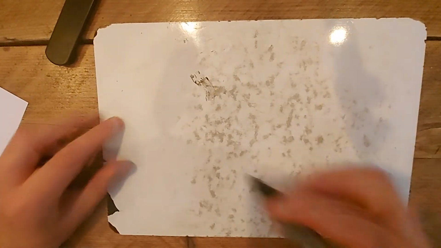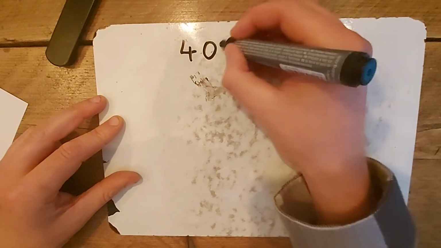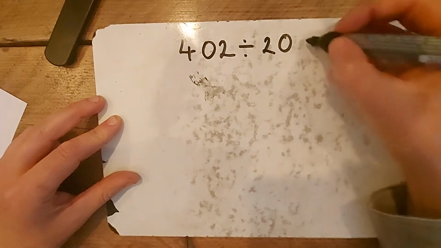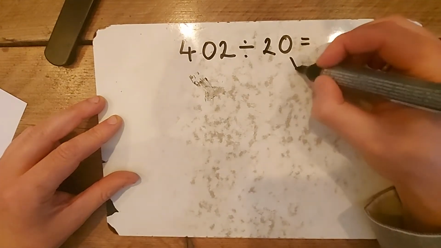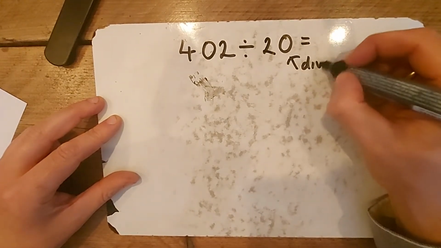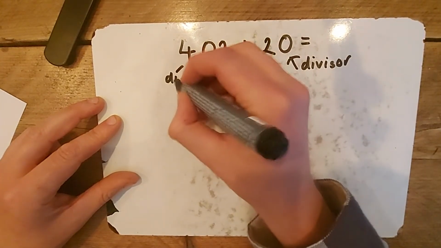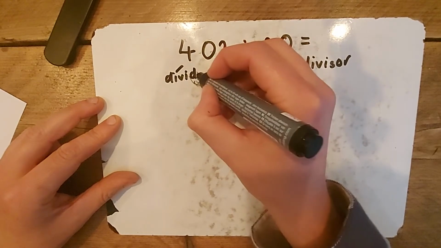Right, so first up, let's do 402 divided by 20. A little reminder, this is our number sentence. This is the divisor we talked about yesterday. And this is our dividend. Remember that language you used yesterday.